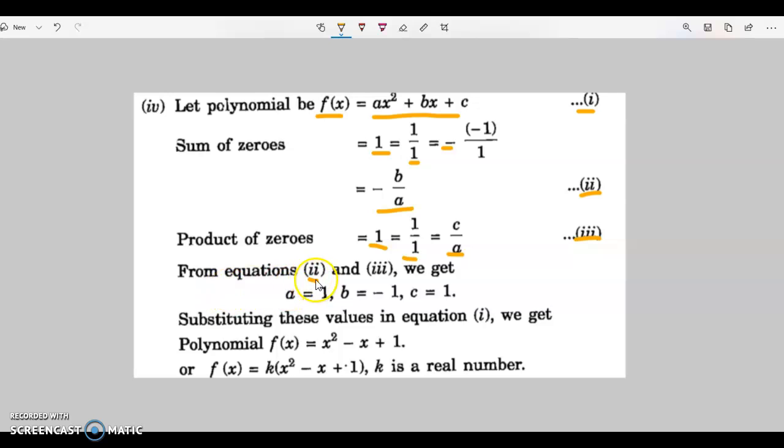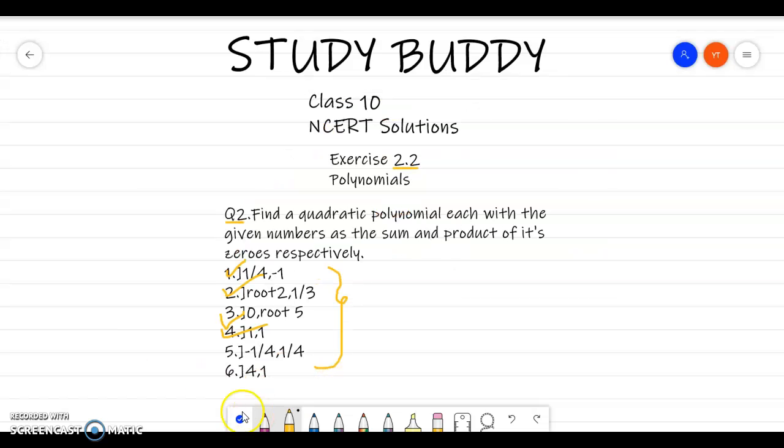From equations 2 and 3, we get to know that a is equal to 1, b is equal to minus 1 and c is equal to 1. By substituting these values in equation 1, we get that f of x is equal to x square minus x plus 1. So f of x is equal to k into x square minus x plus 1. Here k is a real number. Moving on to the fifth question, that is minus 1 by 4 comma 1 by 4.